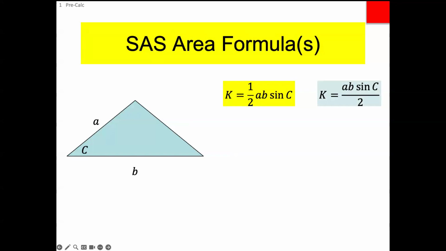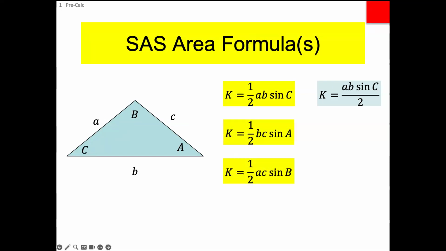For those who don't like fractions, then use this formula right here: AB times sine of C. I would prefer if you thought about this as the two sides and the included angle. Everybody okay? All right. The book will also give you the formula for any one of the angles, so I will leave it to you whether you want to write the other two down.